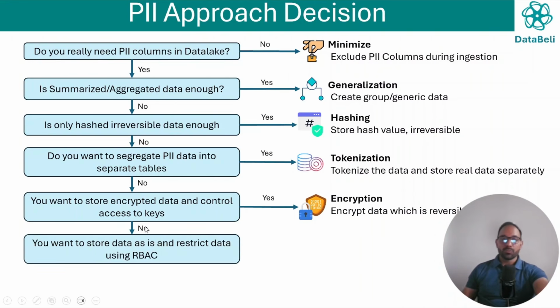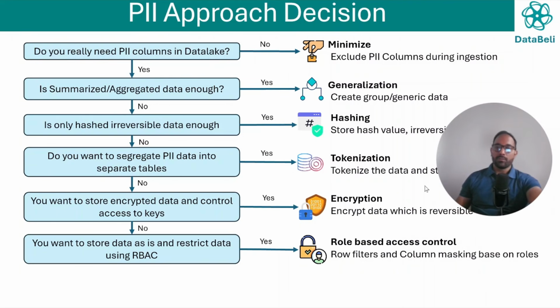And if the answer is no to this question also, then the next scenario is: you want to store the data as it is, without any restriction, without any encryption, without any modification, but you want to control the access based on the role of the user. So then what we do is we use role based access control. We can use it at table level, we can use row filters, and column masking like we saw. All those we can use here. So these are all the questions we need to ask and we need to decide the technique.